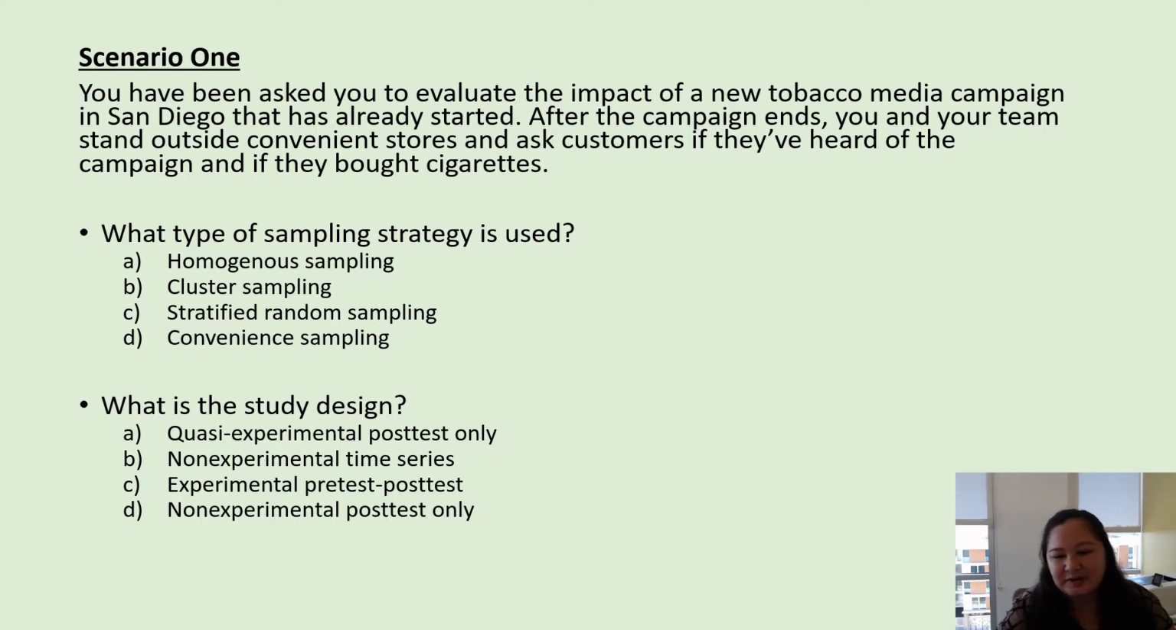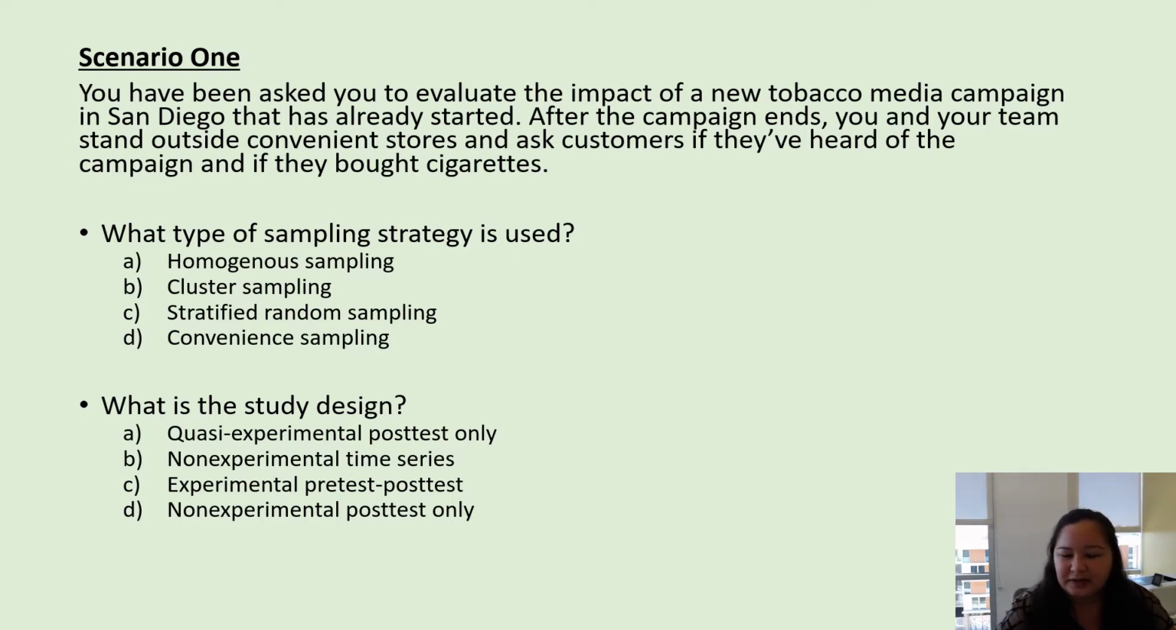One is quasi-experimental, post-test only, non-experimental time series, which has a lot of measurement, experimental pre-test, post-test, and non-experimental post-test only. So again, there's no time for a pre-test, so C is out. It is not a time series design, where it doesn't say here that we're collecting data again and again. So again, kind of going with my initial hunch, it's post-test only. That really leaves me only A and D.